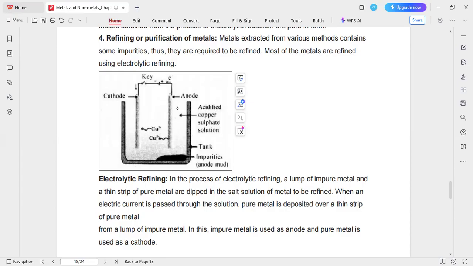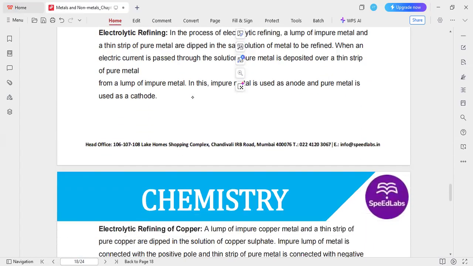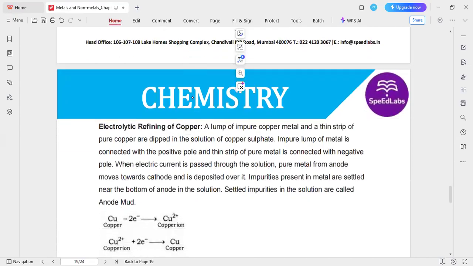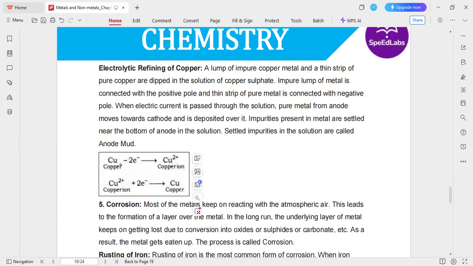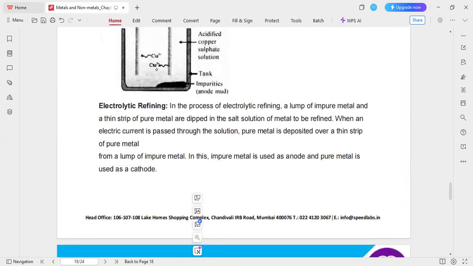Yes or no? So what happens: at the anode oxidation will happen, and at the cathode reduction will happen. Oxidation means loss of electrons. You can see the equations here. Copper will lose 2 electrons at the anode and become Cu2+ ion. At the cathode, reduction will happen. Reduction means gain of electrons. So Cu2+ ion will gain 2 electrons and become copper. In this way, all the impure copper will first dissolve into the solution, and from the solution the pure copper ions will get deposited at the cathode. The impurities settle down at the bottom as anode mud.